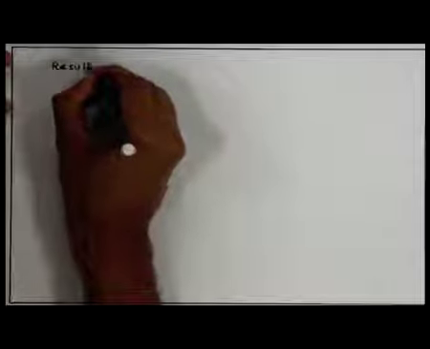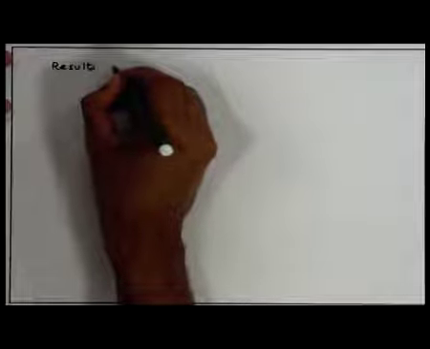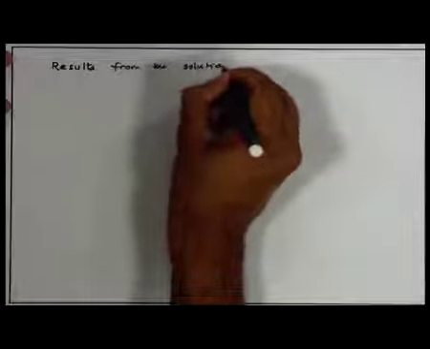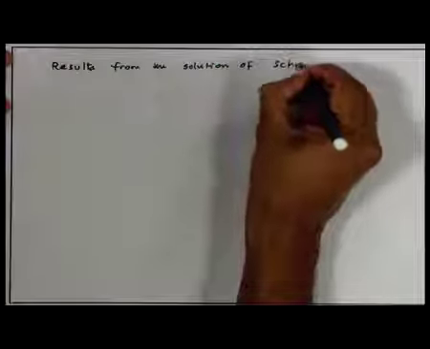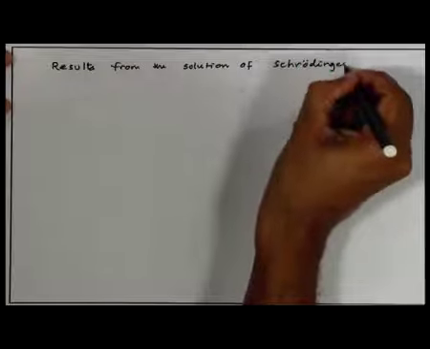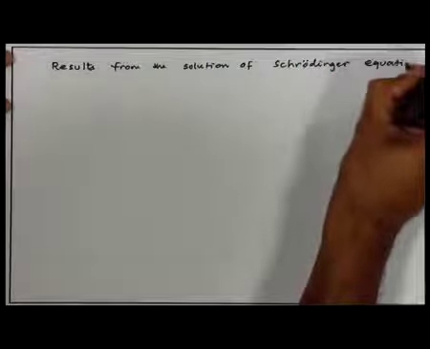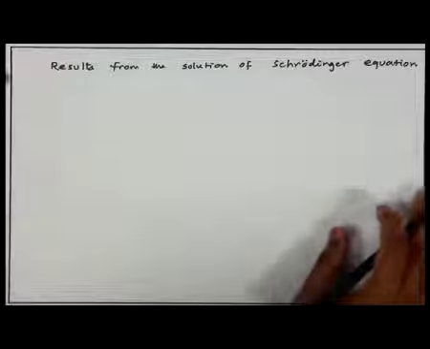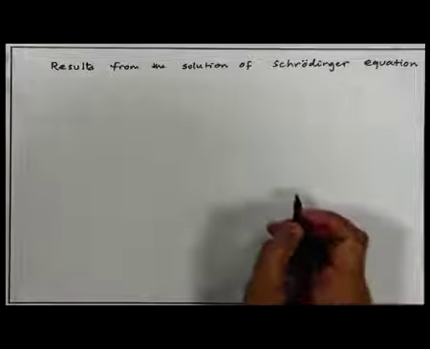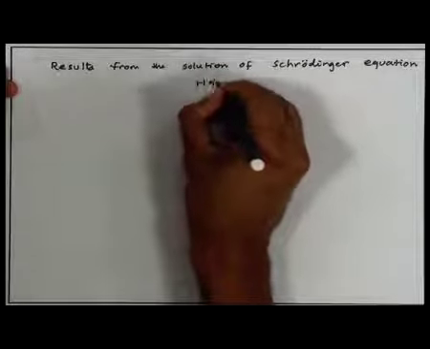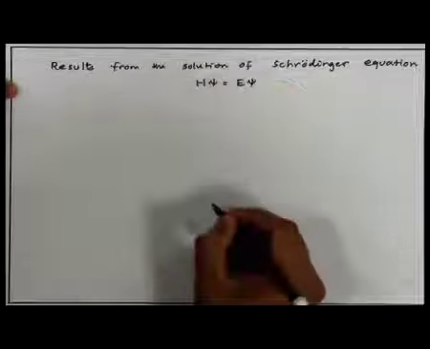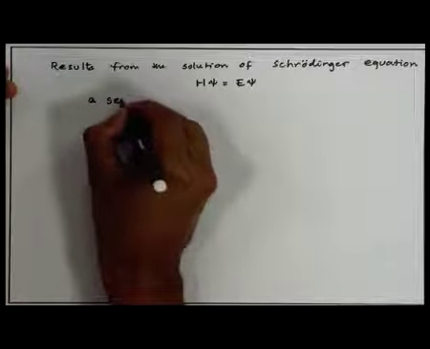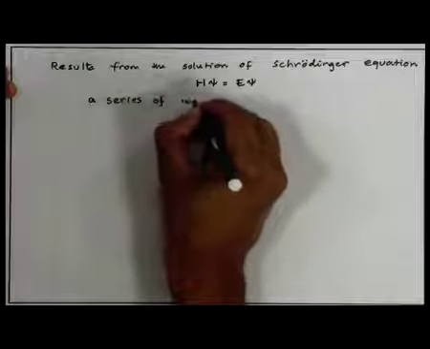Next, we are discussing the results from the solution of the Schrodinger equation. We are not going to discuss how to solve them, but we will use the results and discuss what we can learn from them. When you solve this, the Schrodinger equation H psi equals E psi, the first outcome is that we get a series of wave functions.